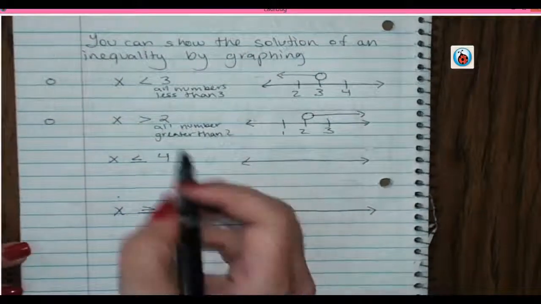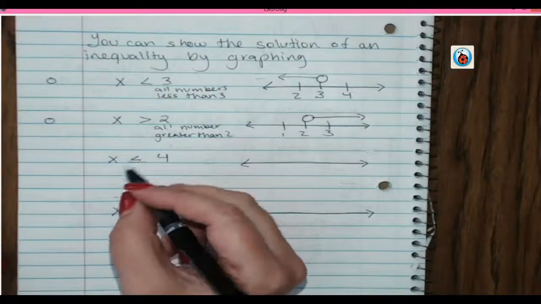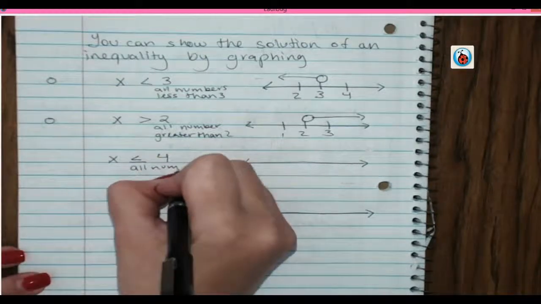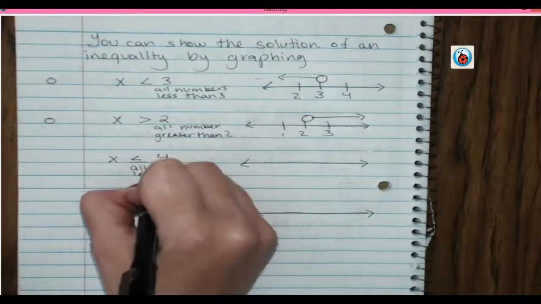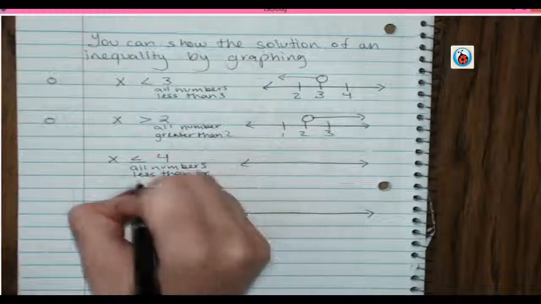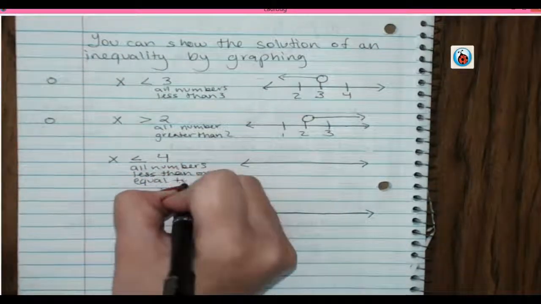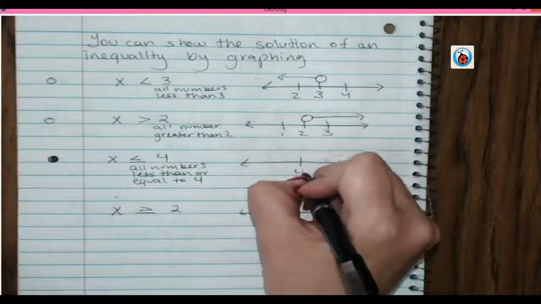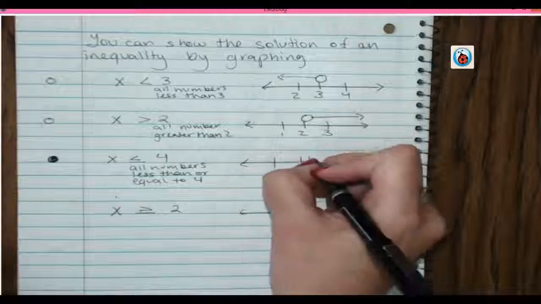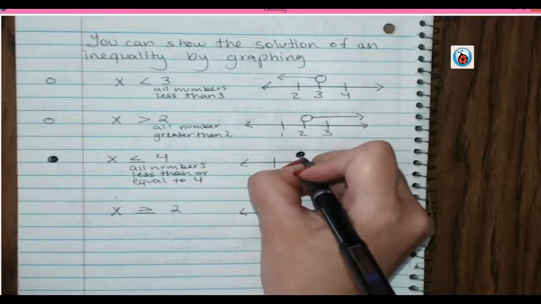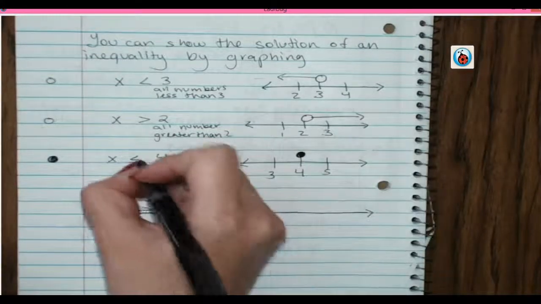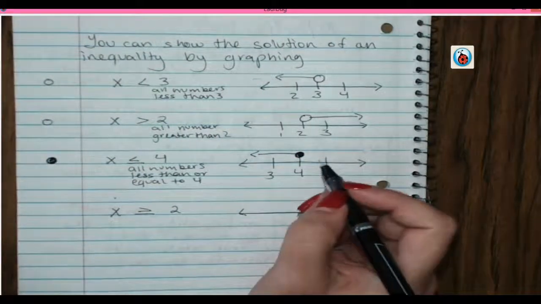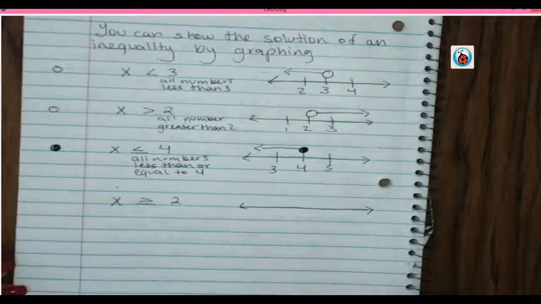Now if we look at x is less than or equal to 4, this means all numbers less than or equal to 4. So this would be a closed circle on 4, and it's a closed circle because that tells us that 4 also makes this inequality true, and we point to all the numbers that are less than 4. That means all the numbers to the left.